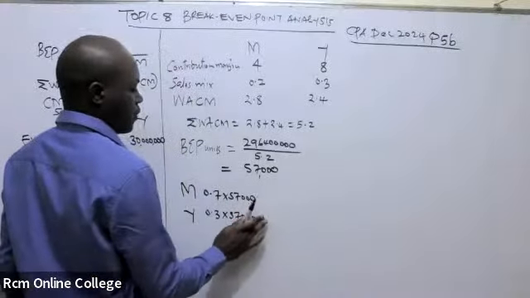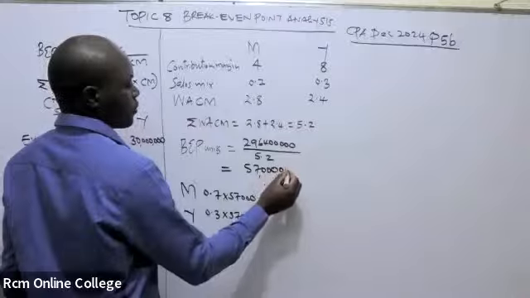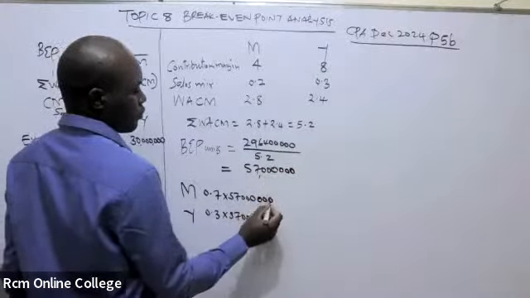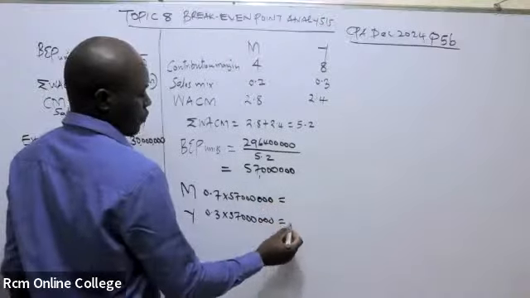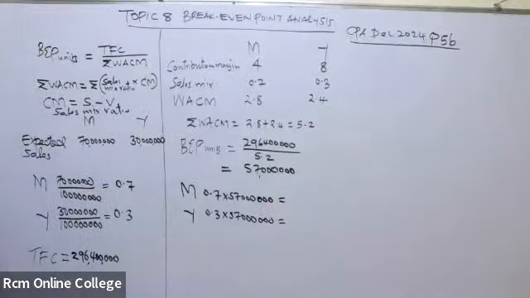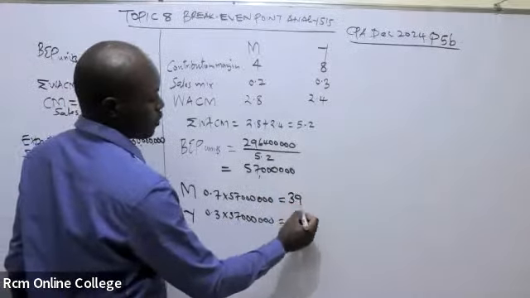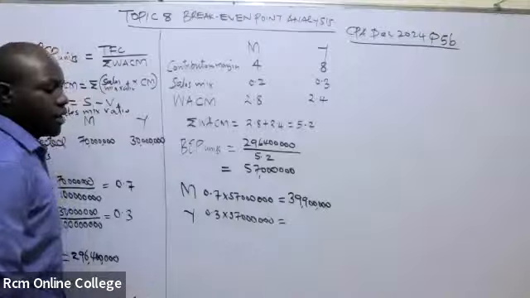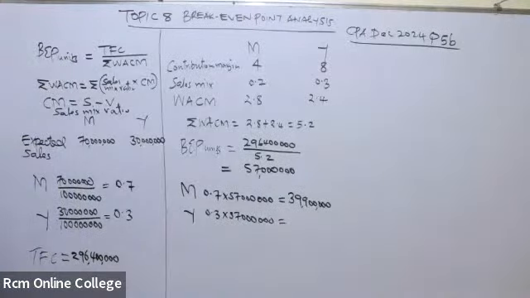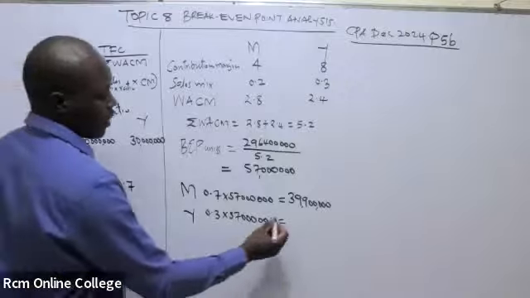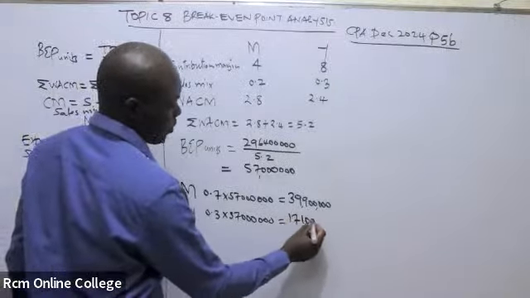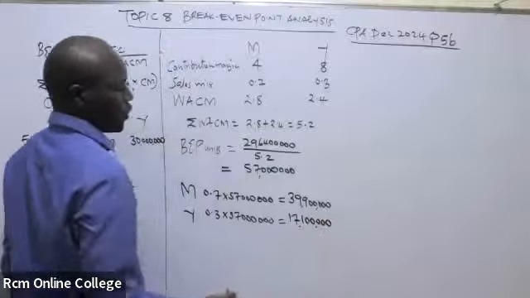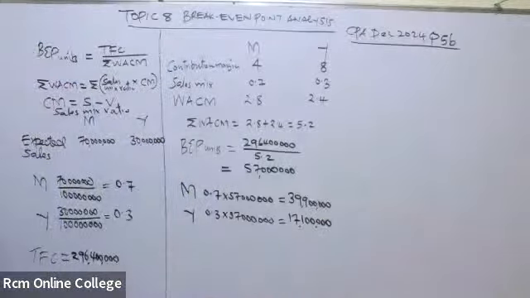We are having 57 million. 70% of 57 million is 39,900,000. How about Y? 17,100,000. Good.